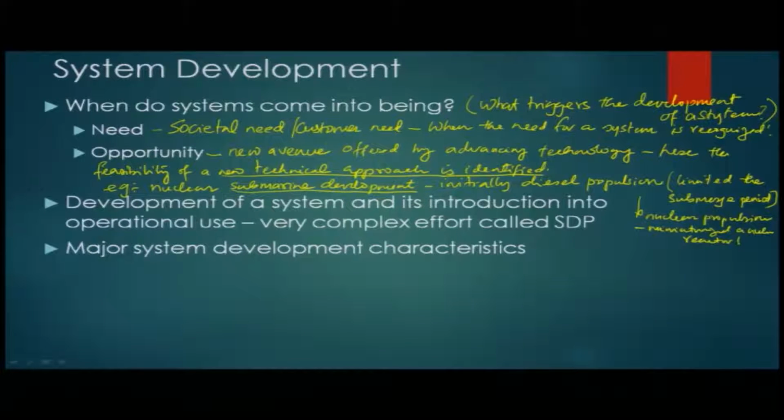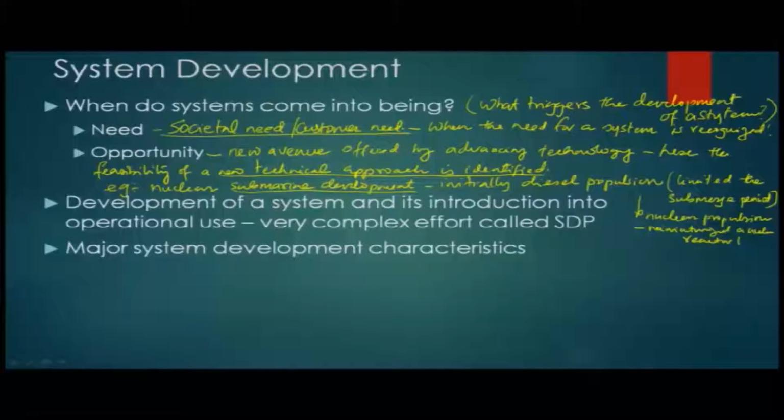In the other case, when a societal need or a customer need is recognized, a new system need has been identified, and then the system development happens. The development of a system and its introduction into operational use is a very complex effort, and it is typically called the SDP, the system development process. The conception and development of a system and its introduction into operational use, along with retirement, is called SDP. Well, we don't really call retirement part of the SDP, but some people do.